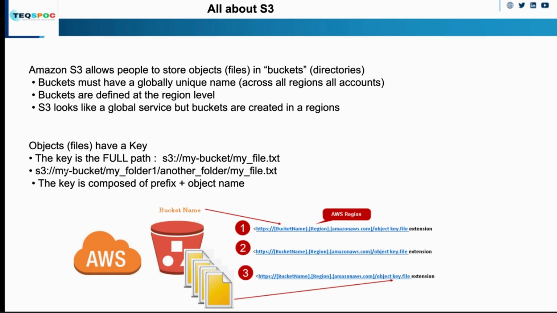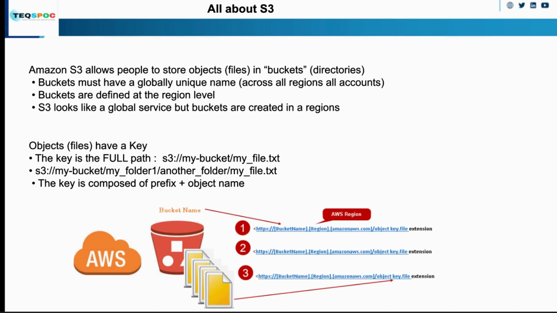In that case, your bucket will be my bucket, and the key will be from my folder one till my file.txt, meaning my folder one slash another folder slash my underscore file.txt. So that should be the key, and that's how it basically works, cumulatively with the bucket and the object name. So this is the basic feature of S3: a bucket needs to be created, and then over there you can upload any file or folder, which consists of the key.